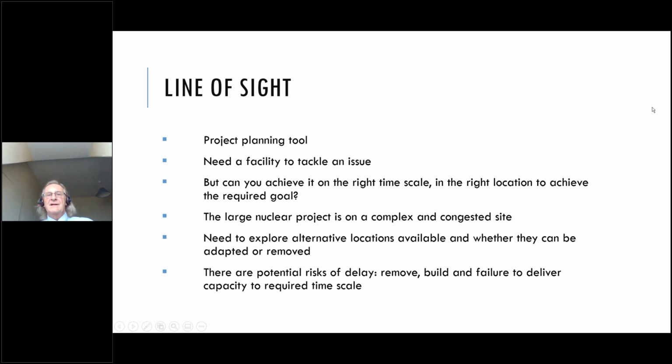And obviously there are always, with any major project, risks of delays, in removing the buildings, building them, and actually failure to deliver the capacity that you really required to the timescale necessary. Next slide, please.